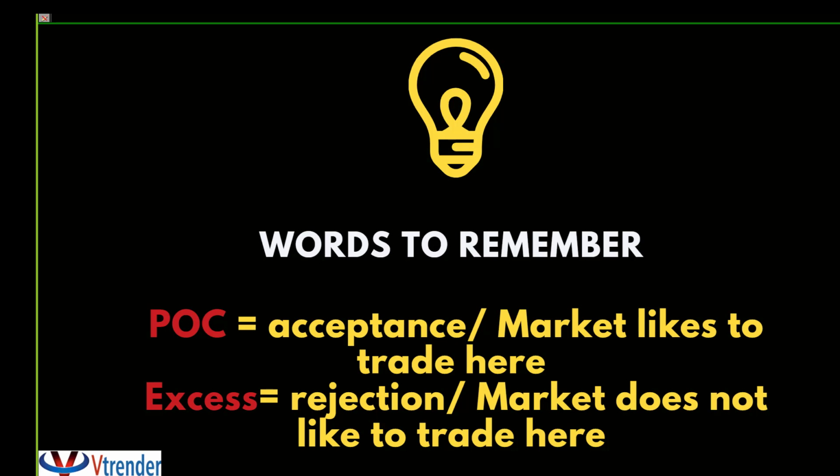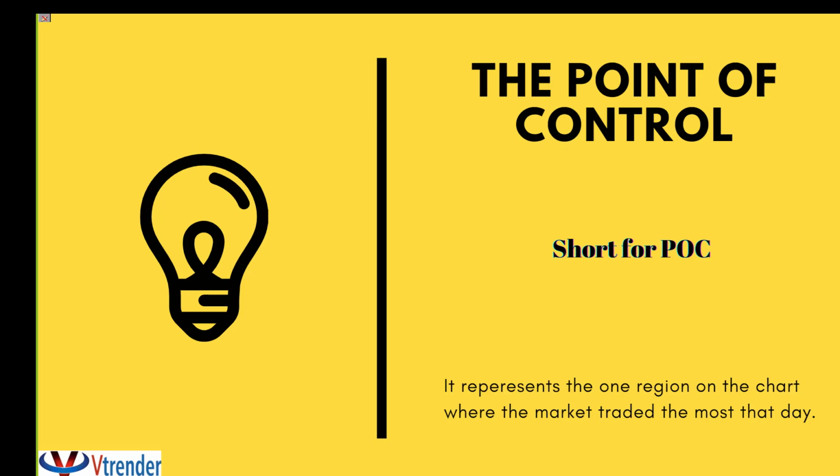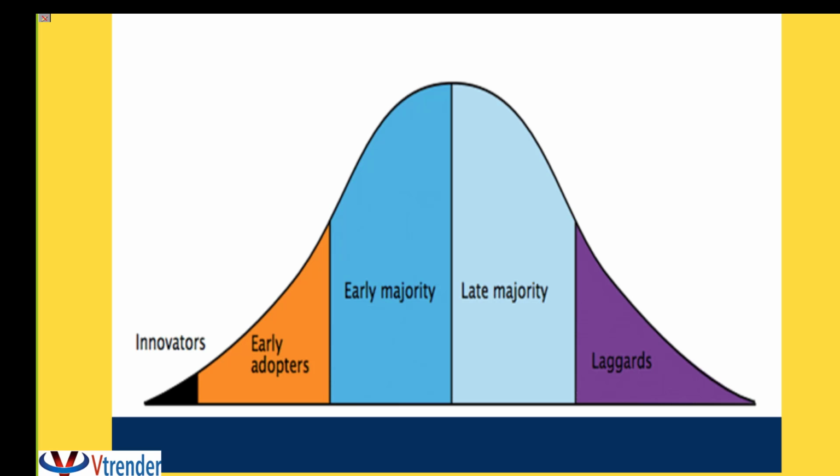The market likes to trade here. And the opposite of POC is a word called excess or rejection, which means the market does not like to trade here. So once we know where these zones are, we're trying to move with the early adopters.